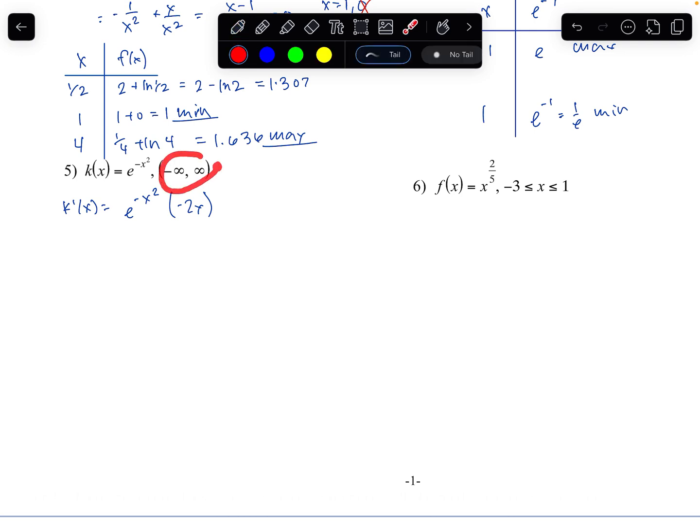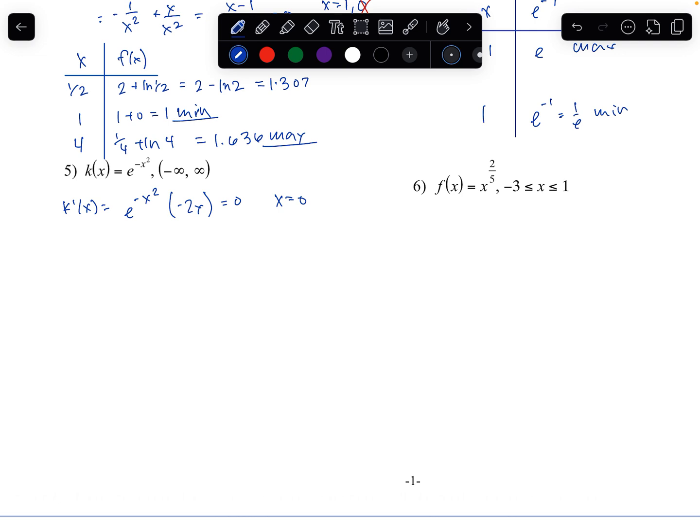And we don't really have endpoints here, do we? So we're just going to have critical points here. So set this equal to 0, and then e to the negative x squared never equals 0. So the only time that this thing will equal 0 is if x is equal to 0. So that's the only point here.